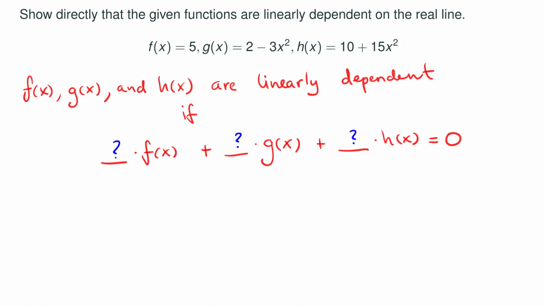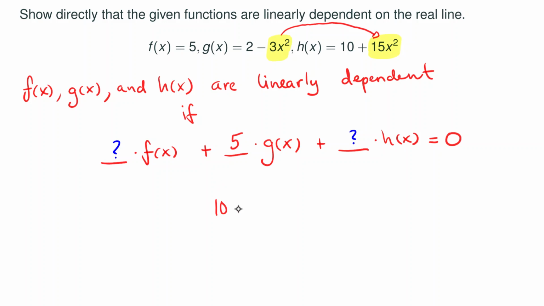Now as we go about this, looking at our functions, the only ones that involve an x squared are g of x and h of x. So let's try to figure out what we might need to do to make these cancel, and then see if we can get the constants to work out along with it. So we know that it's already a negative 3x squared. So in order for it to cancel with this 15x squared, let's see what happens if we multiply g of x by 5.